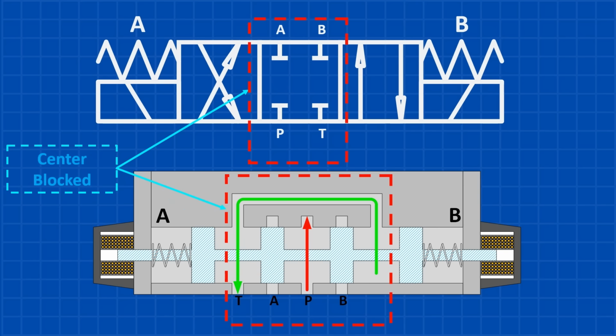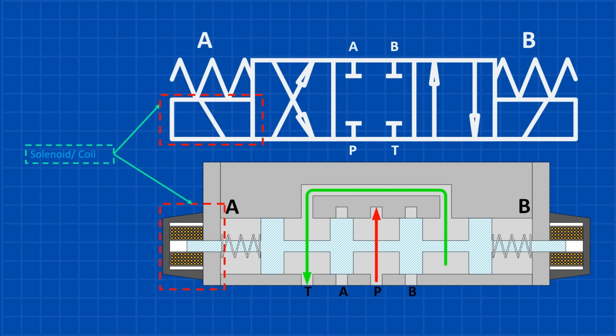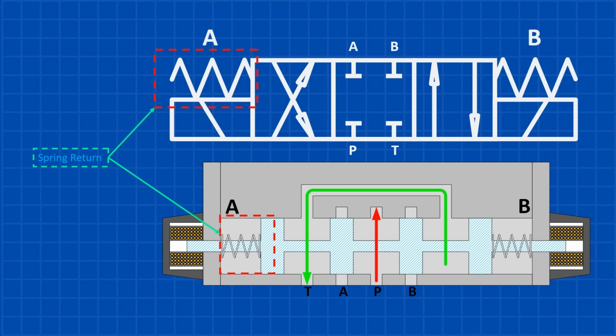The valve is also known as a center-blocked valve because, when the spool is in the center position, it blocks all 4 ports. Additionally, this is a solenoid-operated valve because the spool shifts to positions A or B when a solenoid is energized. The valve uses springs to return the spool to its neutral center position.